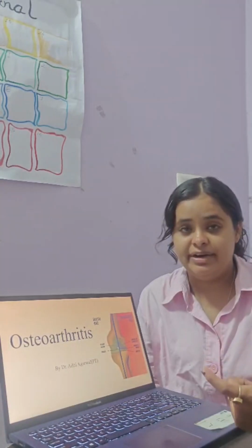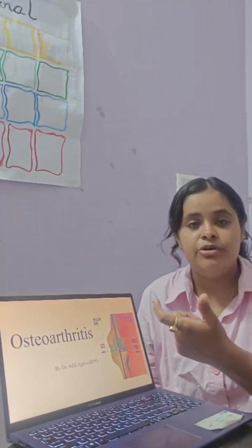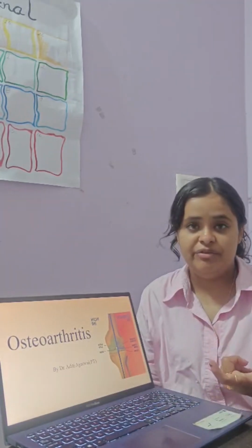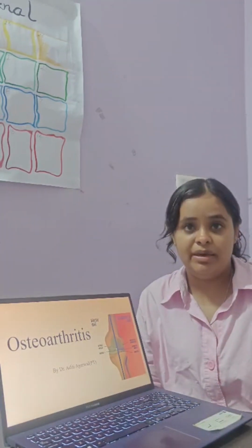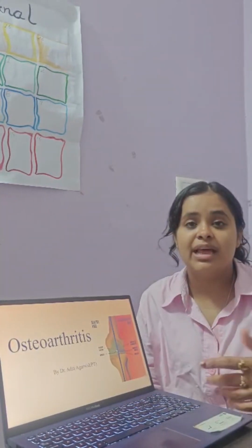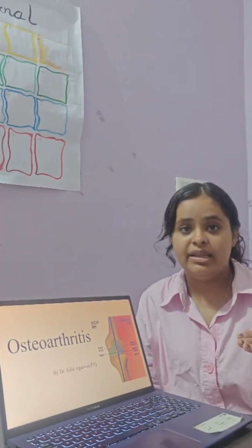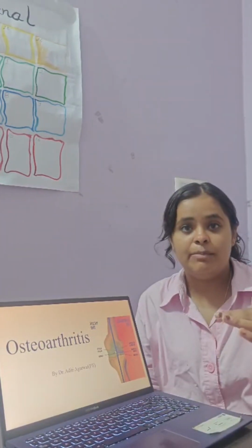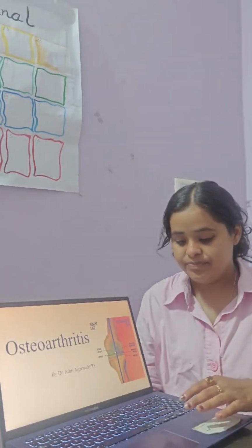The osteoarthritis meaning: osteo is used for bone, arth for joint, and itis for inflammation. Before going to the topic, I have one question for you. Have you seen an elder person who is climbing a stair and having pain? In this type of situation, the patient has osteoarthritis.